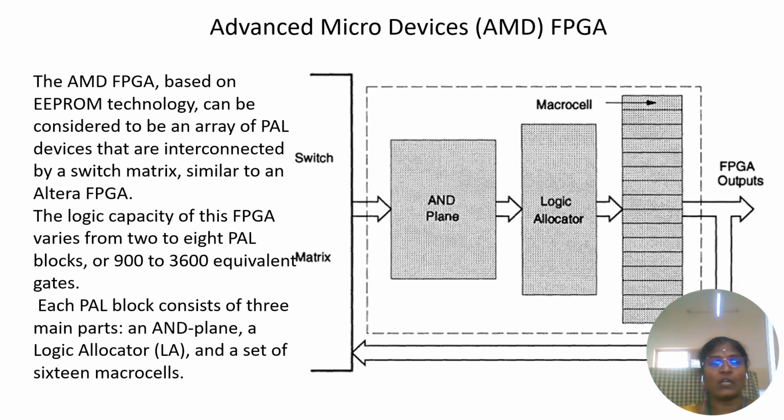The next one is the Advanced Micro Devices FPGA. Based on EEPROM technology, it can be considered to be an array of PAL devices that are interconnected by a switch matrix, similar to an Altera FPGA. The logic capacity of this FPGA varies from 2 to 8 PAL blocks, or 900 to 3600 equivalent gates. Each PAL block consists of 3 main parts: AND plane, logic allocator, and macrocell. So this is about Advanced Micro Devices.